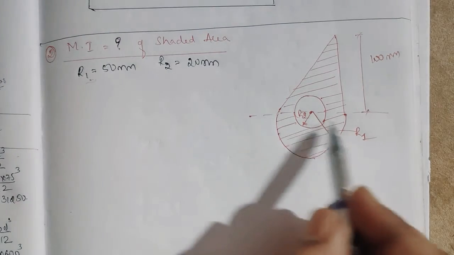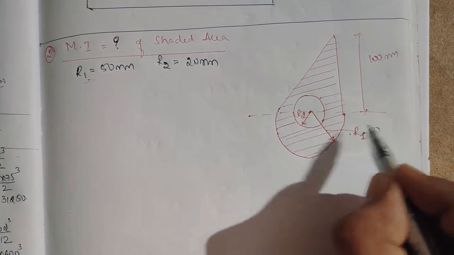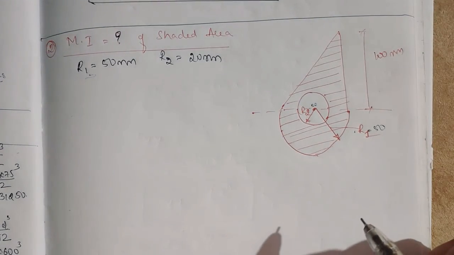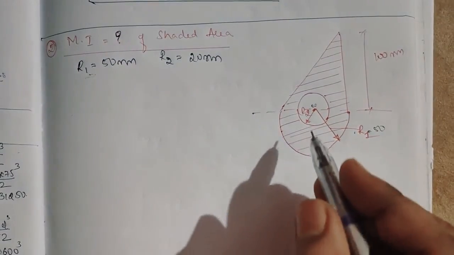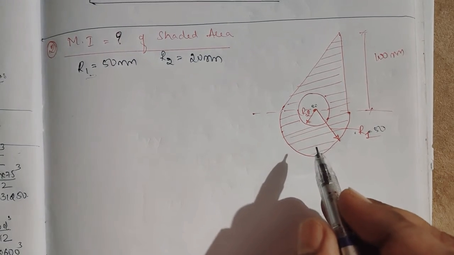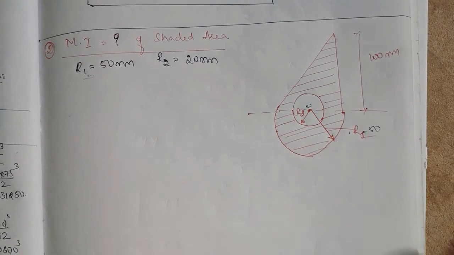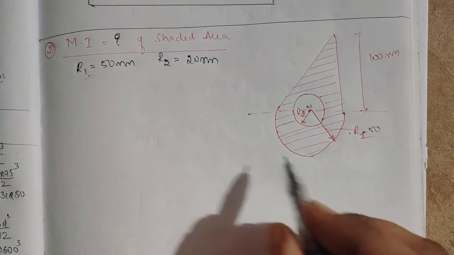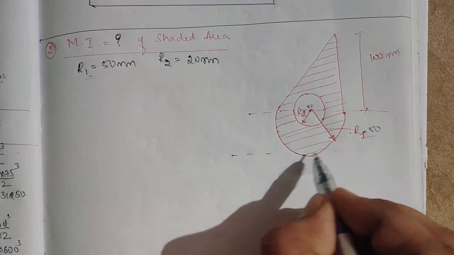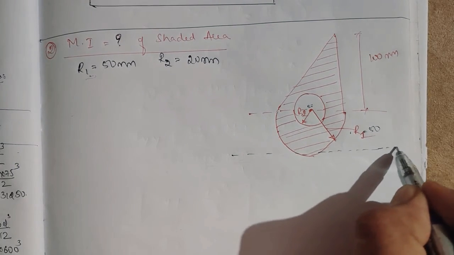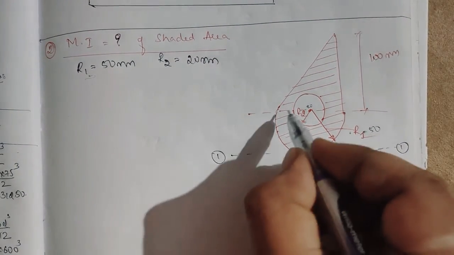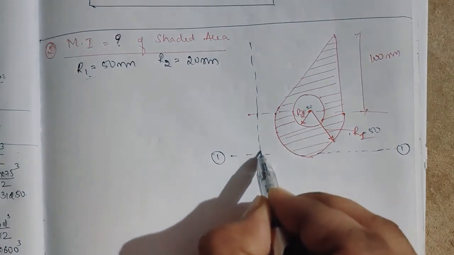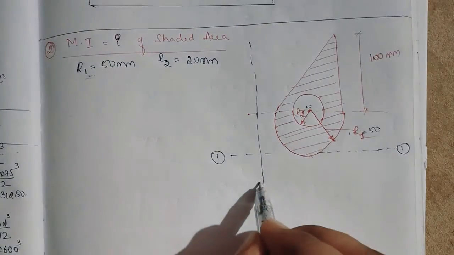So our r1 is equal to 50, and r2 is equal to 20. Now looking at this figure, how can we divide it? We don't have any symmetrical axis, right? So how should we divide this component into simple regular shapes? Before that, I'll write the axes. At the bottom I'll take axis 1-1, and at the left side I'll take axis 2-2.